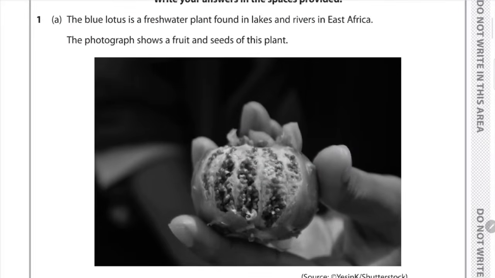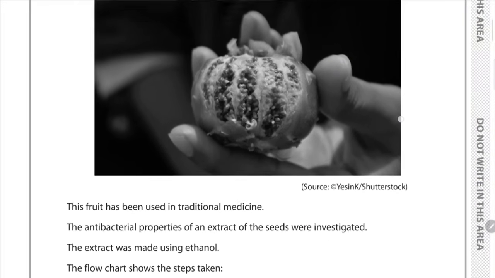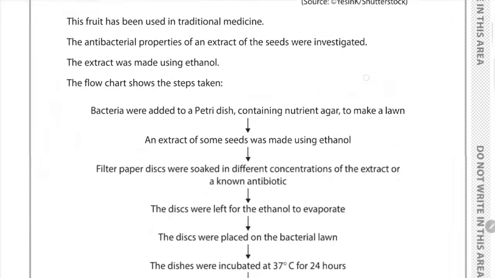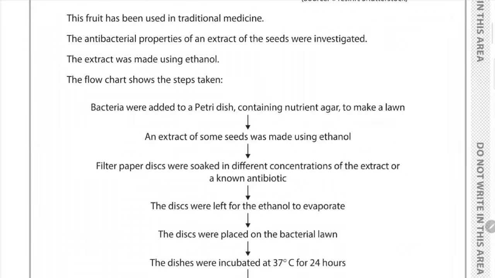For the first question, the blue lotus is a freshwater plant found in lakes and rivers in East Africa, and it shows us a photograph showing its fruits and seeds. The fruit has been used in traditional medicine, which means that we've taken this fruit, crushed and ground it, and dissolved it in a specific solvent in order to get the extract used in traditional medicine.